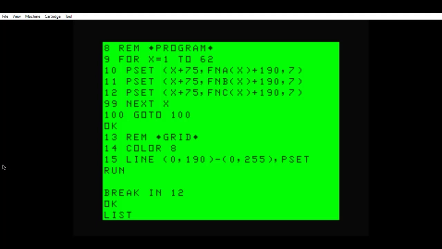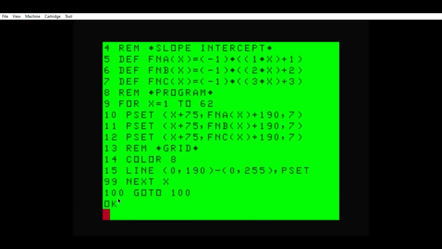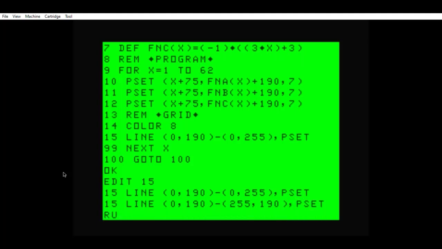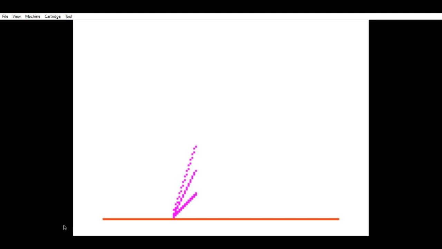Oh, buddy, still having problems here. 0, 190. That's backwards. 0, 190 to 255, 190, and get rid of everything else. Okay, now we have our nice x-axis here.